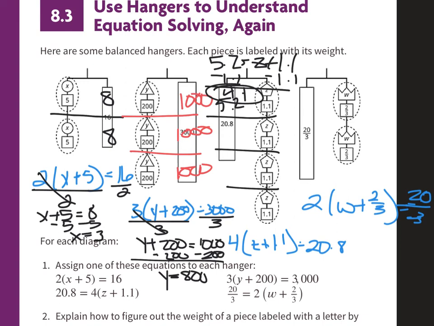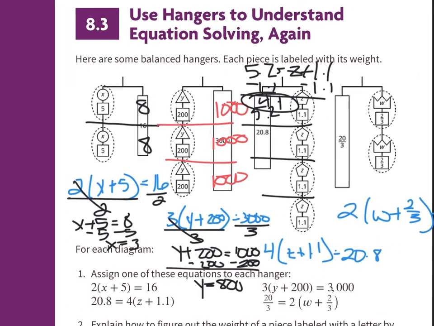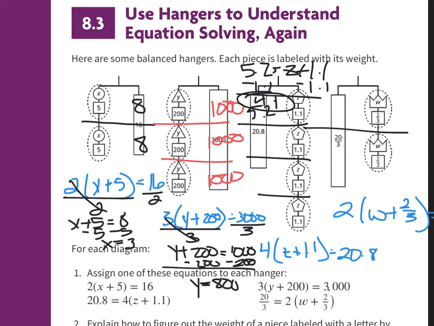All right, with this last one, we're going to divide each by 2. Let me get my pen. Divide by 2. 20 thirds divided by 2 is actually 10 thirds. So I have 10 thirds over here too.